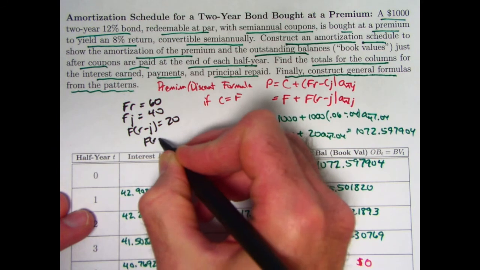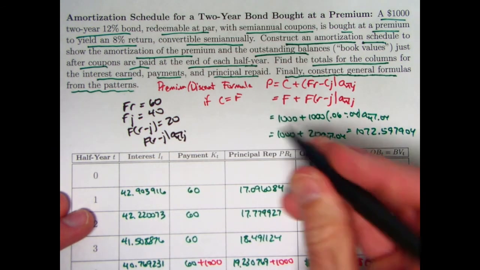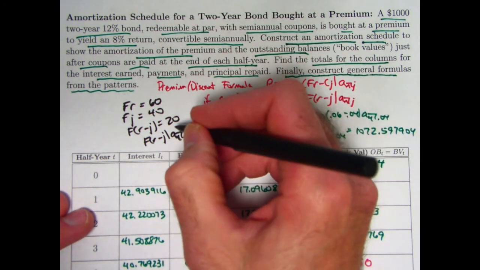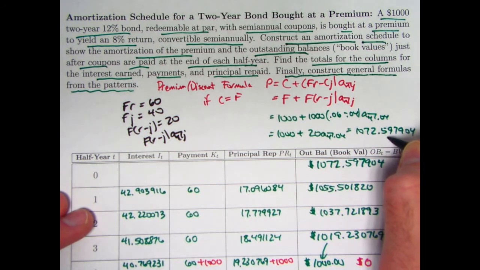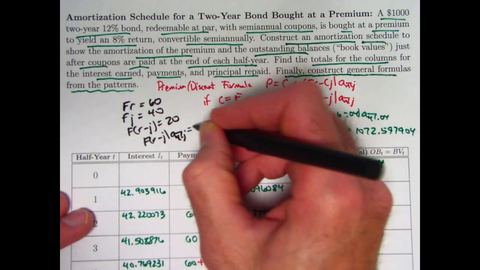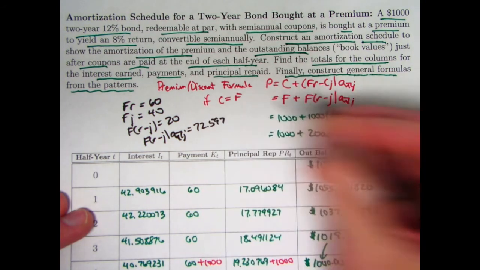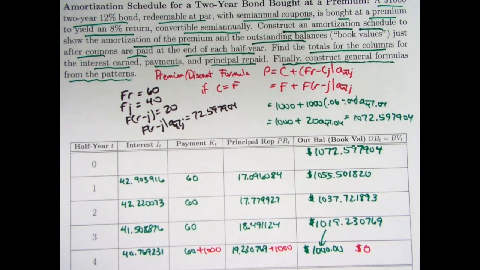And F times (R minus J) times a angle J, where N is 4 here, and I will be using N equals 4 to keep things simpler, is the amount of the premium. It's this excess above $1,000, $72.60. I will carry all those decimals, 72.59597904. Those just might be helpful to remember as we go through what we do here.